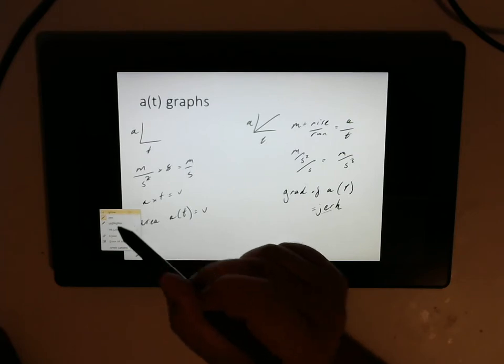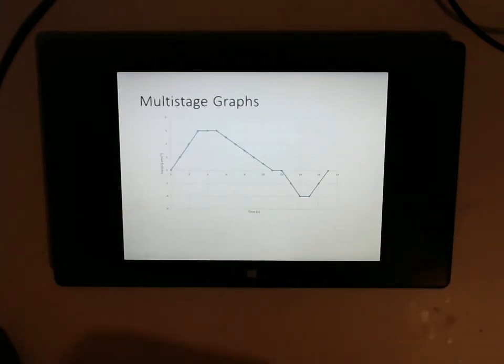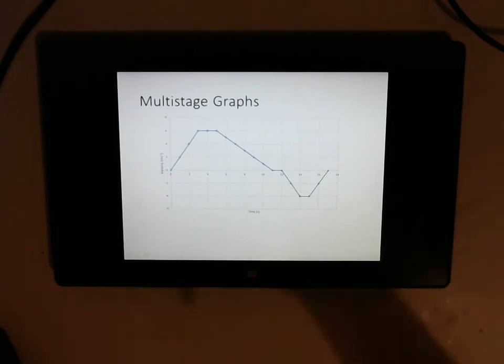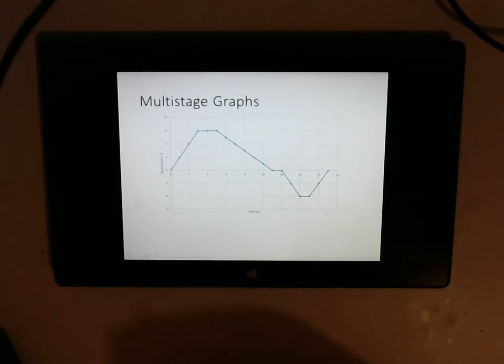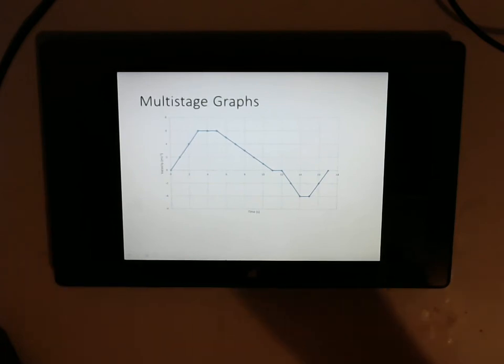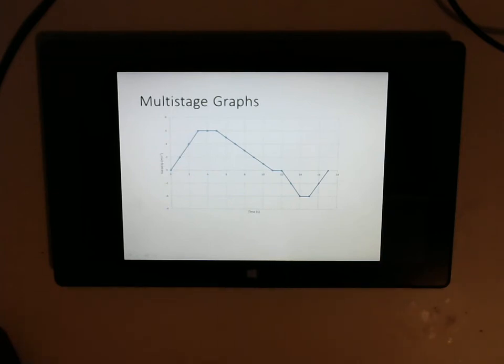So we've looked at our three types of graphs. Now let's have a look at a multi-stage graph. The first thing you might do when you look at this is go, oh god, this is horrible. This looks nasty, but really it's just a few simple things put together, and we need to break it down step by step. This is a very common type of question for data interpretation, and it is something I would use on a final exam if I was asking you to do some interpretation of motion.